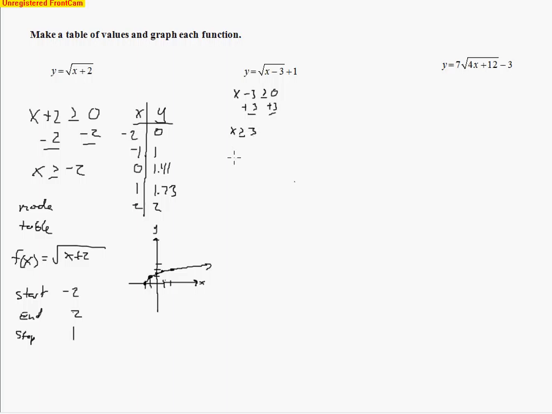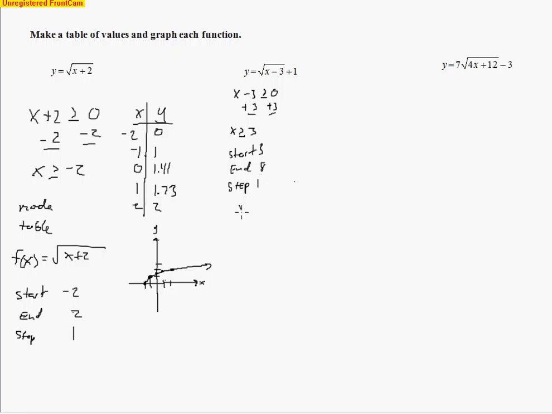So I'm going to go ahead and do the same thing. I press mode, table, enter the function, and make sure you enter the +1 because you need to enter the entire function. I'm going to start at 3, and let's go ahead and end at maybe 8. So that'll give me 6 points. From there, I'll do a step value of 1, and that just means I'm going to do 3, 4, 5, 6, 7, and 8.